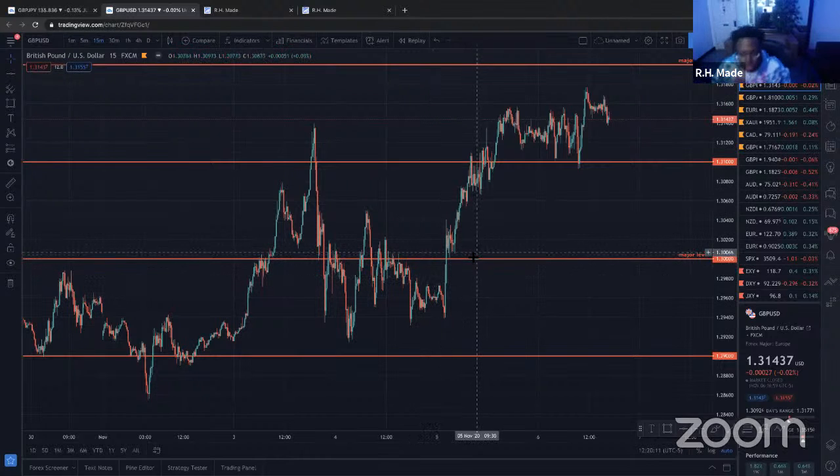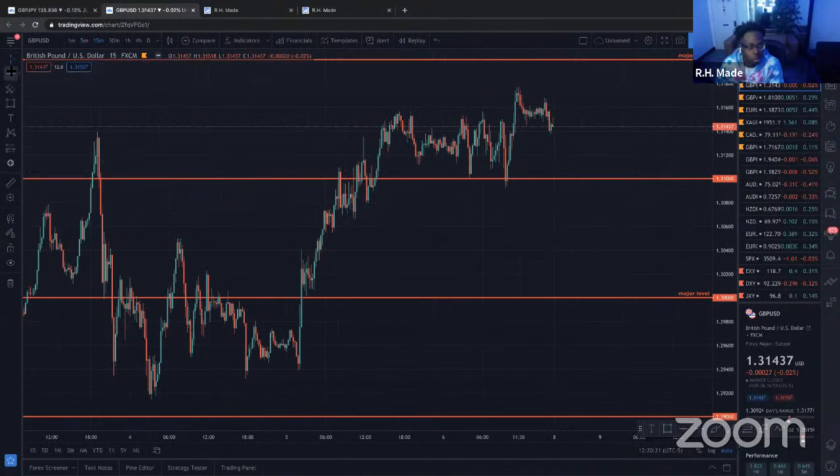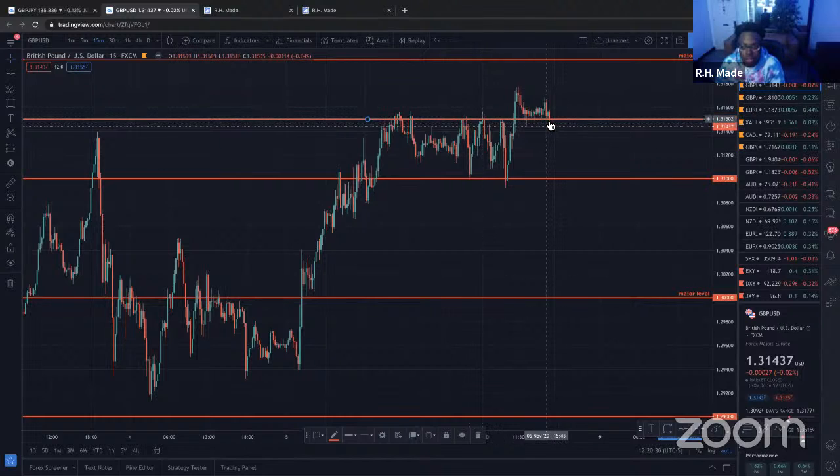November 5th, it took off. Took off to the next major level, 1.3100. Now we're just consolidating between the major level and the mid level. So let me mark up the mid level as well. Mid level right there.